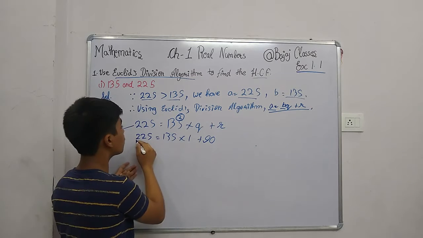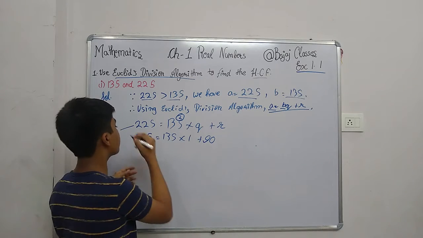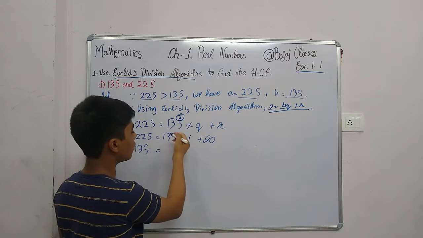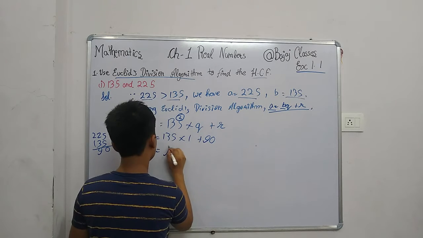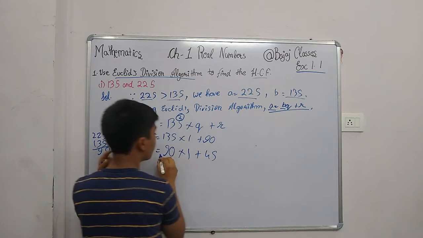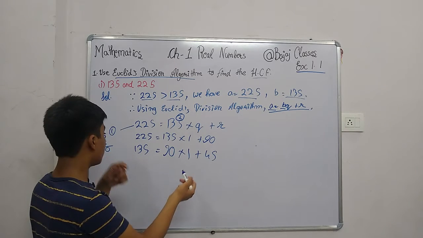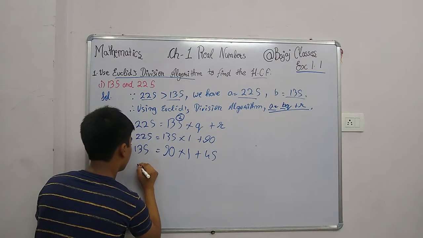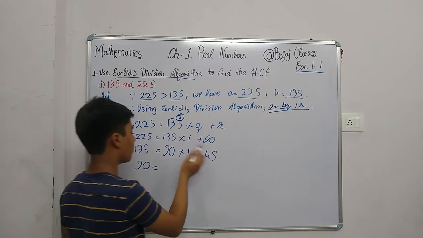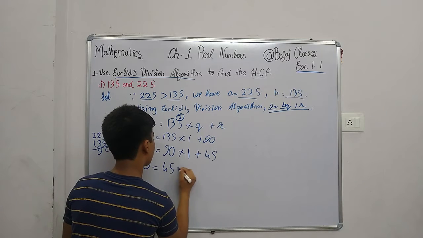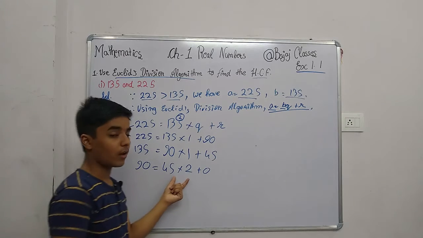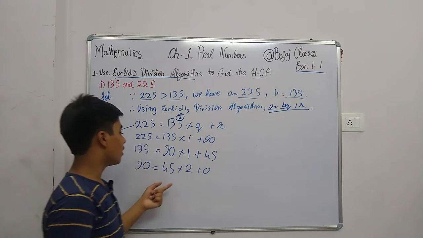Now at the position of the first value, you will take the second value, and at the position of the second value, you will take this remainder. So 135 equals 90 into 1 plus 45. So 90 into 1 plus 45 will be 135. Now 90 equals, we take the second value at the first value and the remainder at the second value, 90 equals 45 into 2 plus 0. You all know that if you multiply 45 into 2, it will be 90.